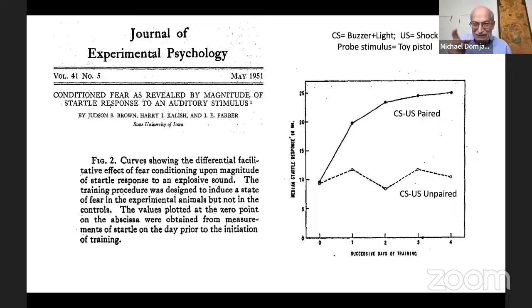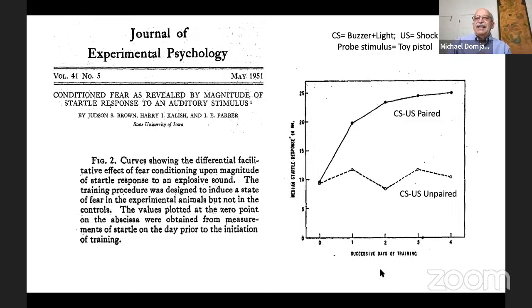So this is, as far as I can tell, one of the earliest demonstrations of this category of phenomena that I'm labeling Pavlovian sensitization. And this experiment was done by Judson Brown at the University of Iowa, along with Kalish and Farber in 1951. Can you imagine? That was a long time ago. I was just 4 years old in 1951. And of course, all of these authors are no longer with us.